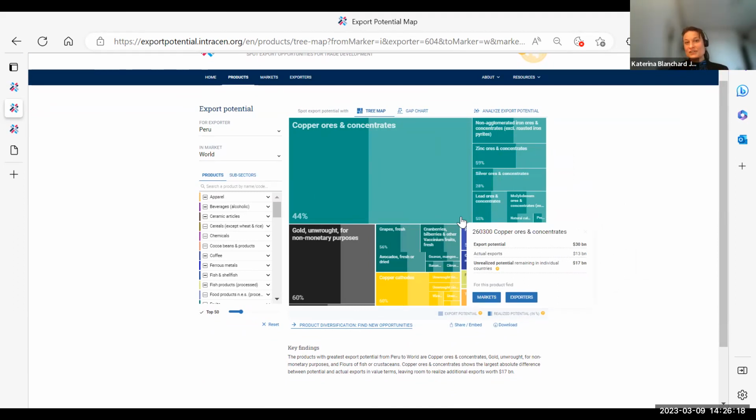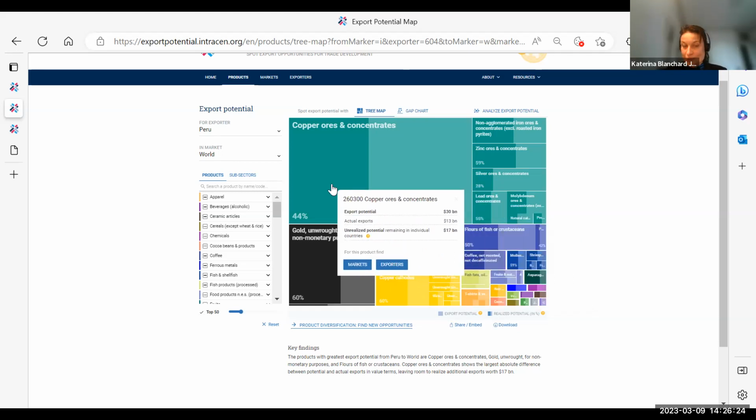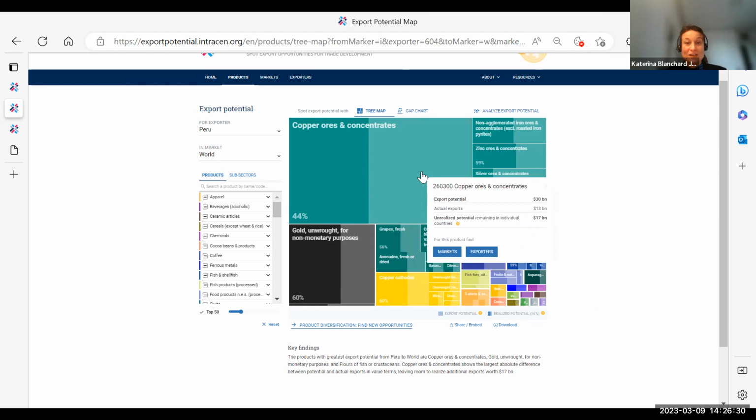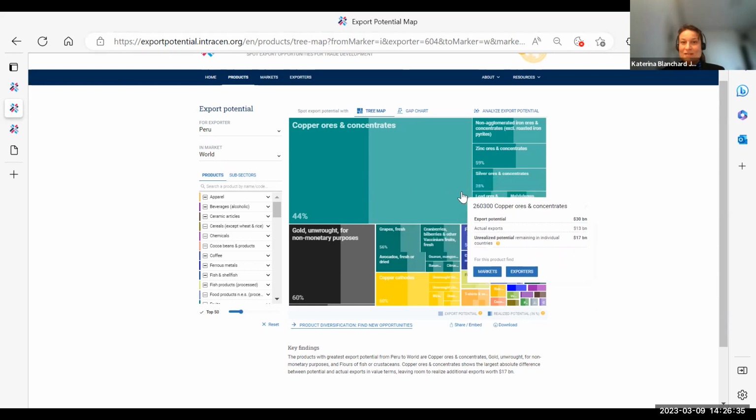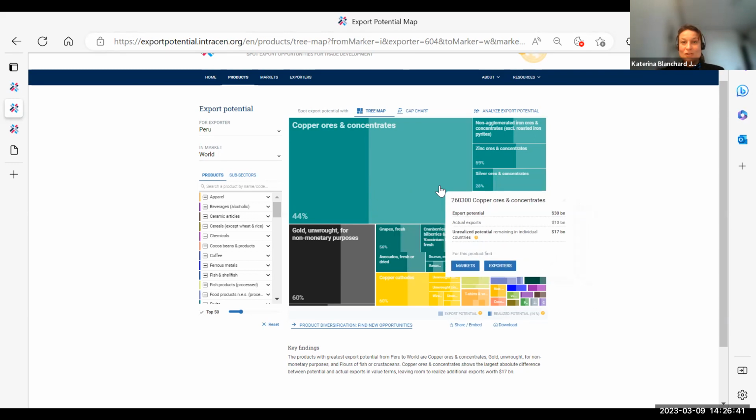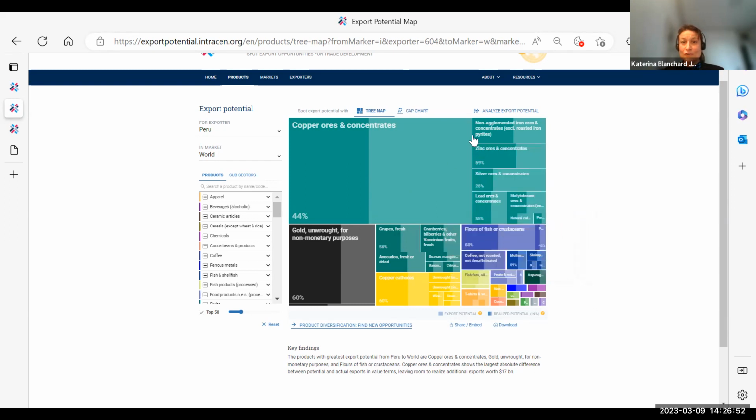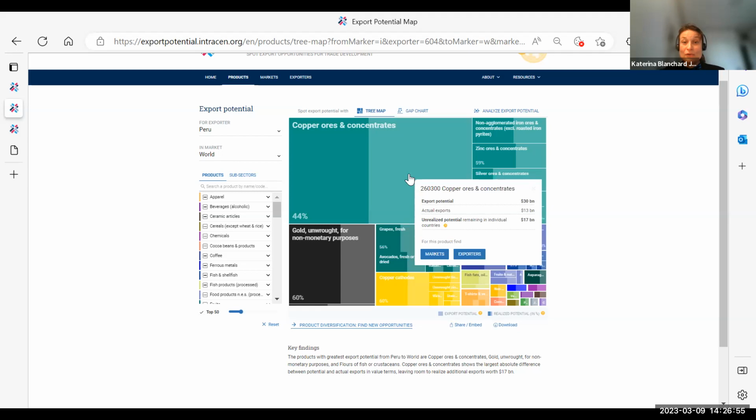Each rectangle has a darker side and a lighter side. The darker side corresponds to the size of actual exports, the already consumed potential, and the lighter side corresponds to the unrealized potential remaining, so the difference between those two. Based on this tree map, we can say that the product with the highest export potential for Peru would be copper ores and concentrates. The export potential, as calculated by our model, lies at 30 billion US dollars. Actual exports are 13 billion US dollars, and the unrealized potential would be the difference between those two.